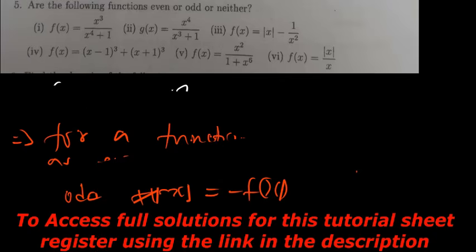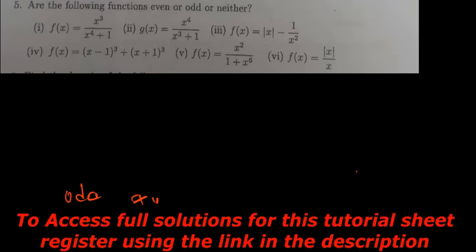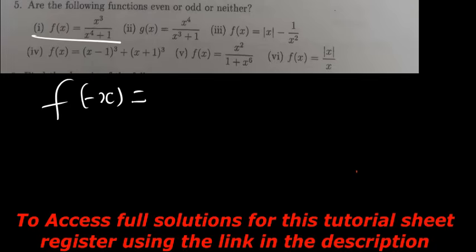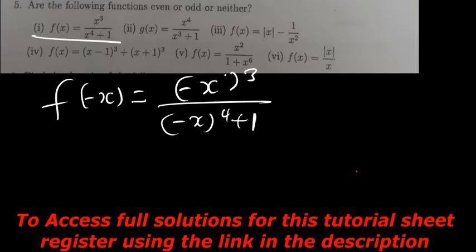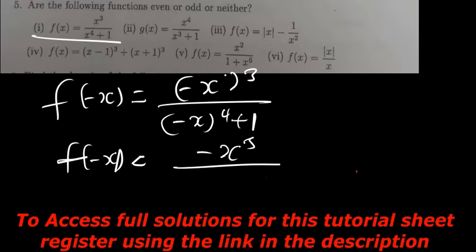Okay, let's begin our discussion with the first question that we have been given. In this function, where there's x, I'm going to plug in negative x. So negative x to a power 3, then negative x raised to a power 4 plus 1. So f of negative x is going to give me negative x to a power 3, and negative x to a power 4 is x to a power 4, plus 1.